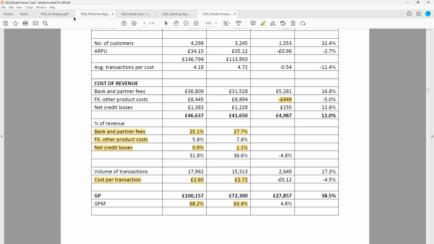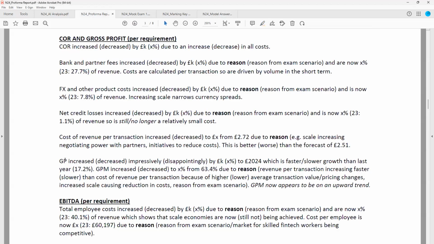And then, of course, we can look at the gross profit margin and again, focus on why that margin has changed. But obviously, we can see revenue per transaction is increasing faster than cost of revenue per transaction, which has actually decreased.